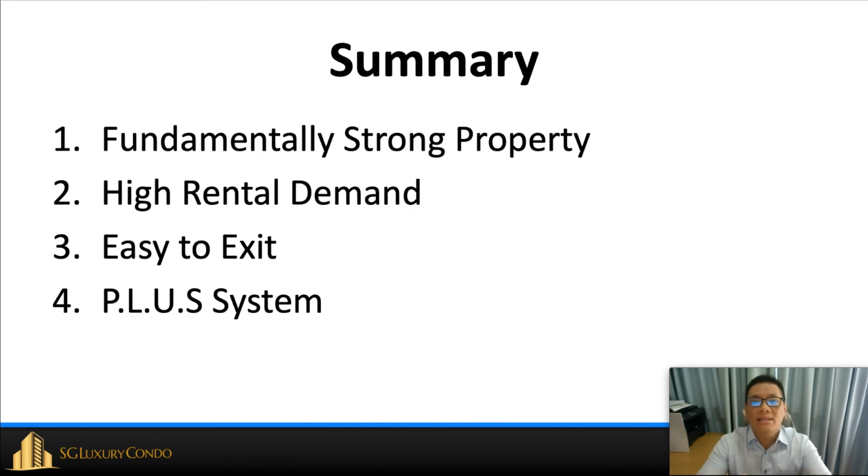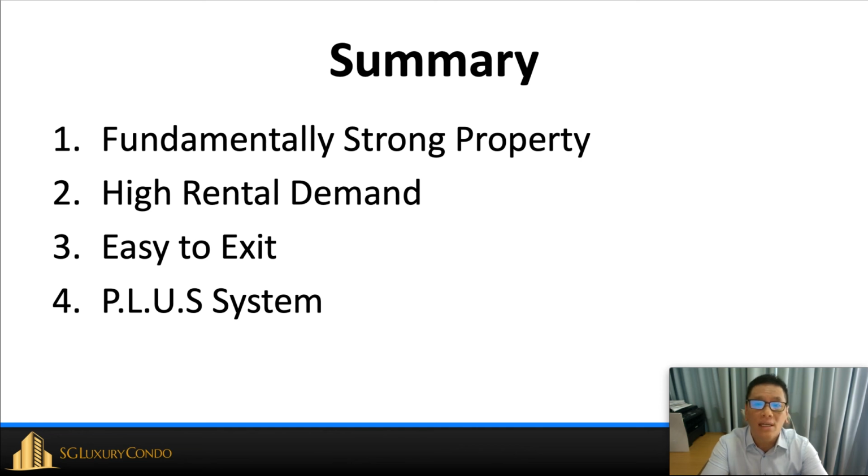So let's look at the summary for today. In order to have your maximum gain, especially for the capital appreciation, you should be looking for a fundamentally strong property. And what is a fundamentally strong property? I will add the link in the description below, where you can read about it and the types of property that I recommend to my client. You should also be looking at a property that has very high rental demand.